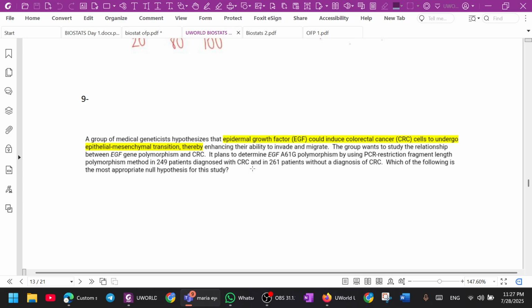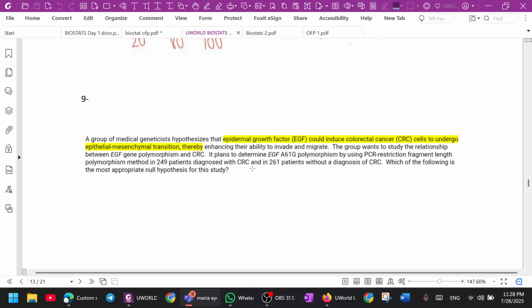In here there is exposure also, in here there is outcome also. So why will I think that it is outcome to exposure, why will I not think that it is exposure to outcome? Because if it was outcome to exposure, they will give you people with the EGF gene. We know that the outcome is colorectal cancer, and the exposure is the EGF gene, if the patient has the EGF gene.